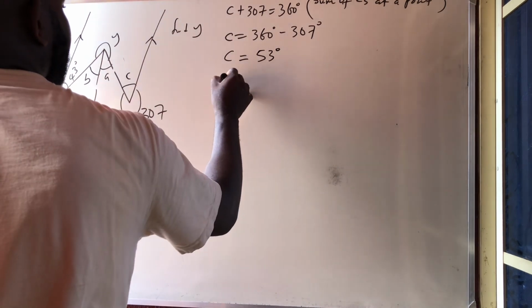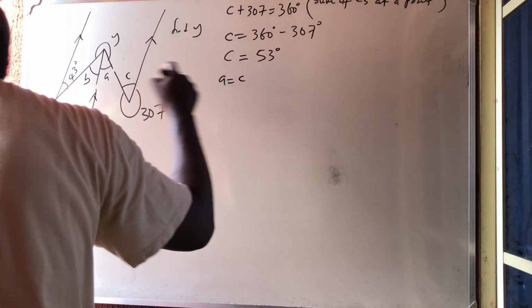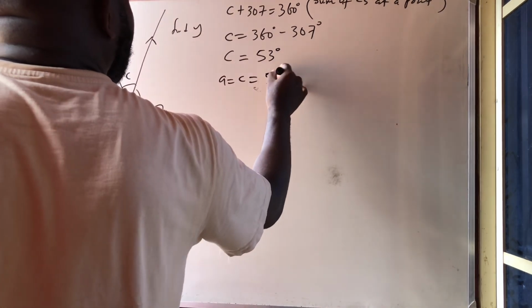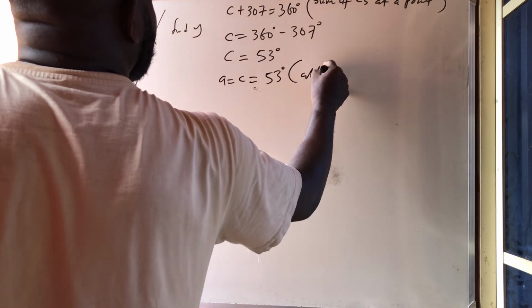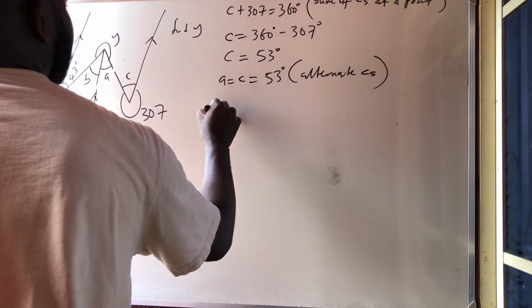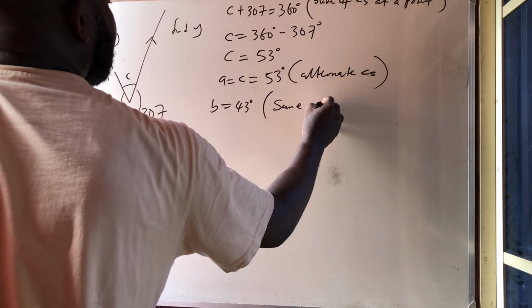So do you know that A is equal to C? What is my reason? Alternate. Look at that, alternate, and they form Z. And I've gotten it to be 53 degrees. So my reason is alternate angles. Do you know that my B is equal to 43 degrees? What's the reason? The same alternate angles. Same reason.